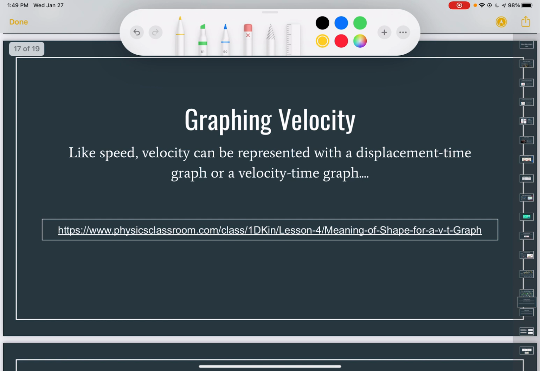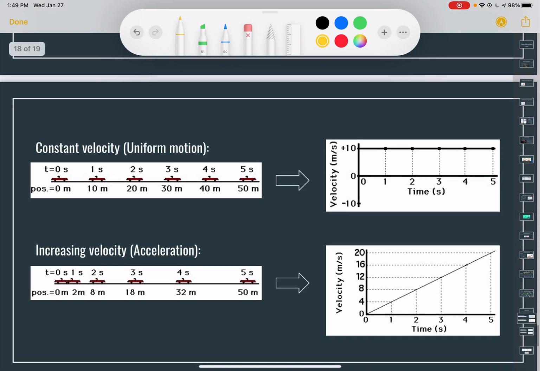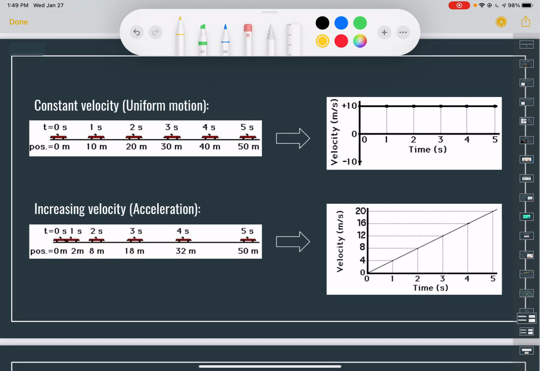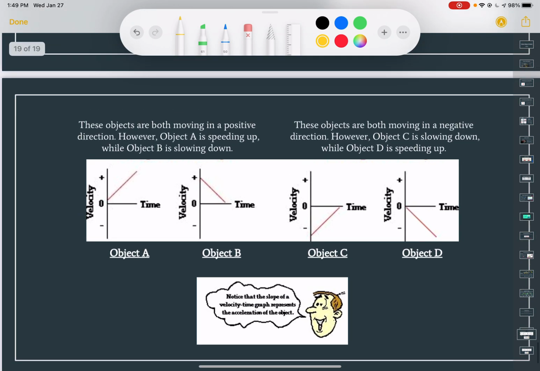Like speed, velocity can be represented with a displacement time graph or a velocity time graph. Here are some examples of how this might look. When we're looking at constant velocity, something is going to be going at the same pace. It'll actually look like a flat line on our graph. If we're looking at something that is accelerating, going faster over time, then it's going to have an upward slope. Downward slope if it's slowing down, okay?